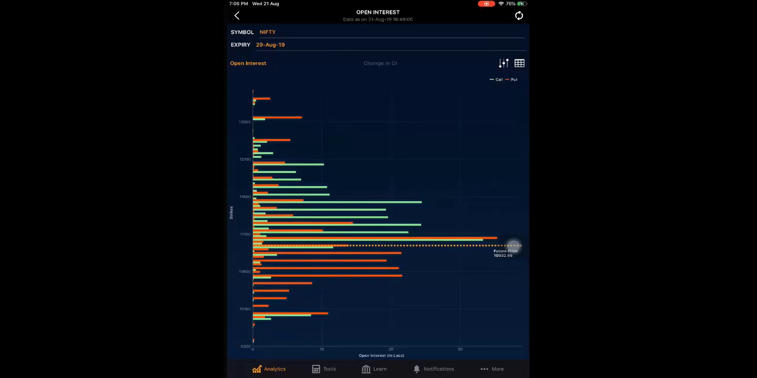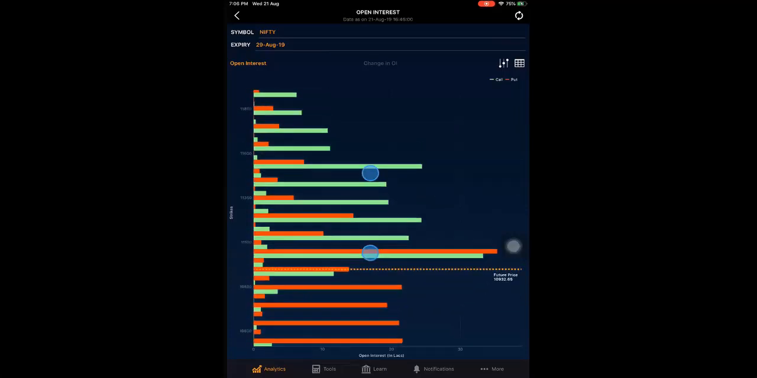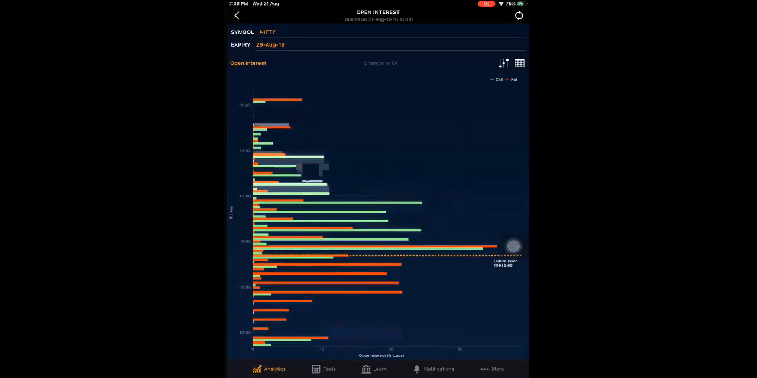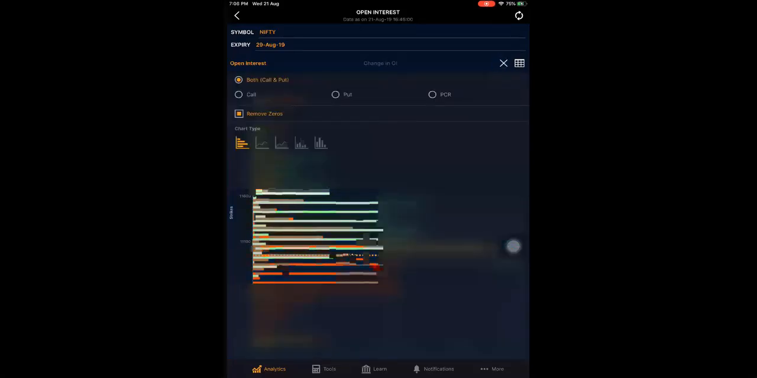On the lower side, the x-axis, you have the OI in lakhs. On the y-axis, you have the strikes. You can use pinch to zoom in and zoom out the way you want. You can change the layout. If you want different chart types, you can go and select the one you want. You can see only call, only put, or the put call ratio, PCR.